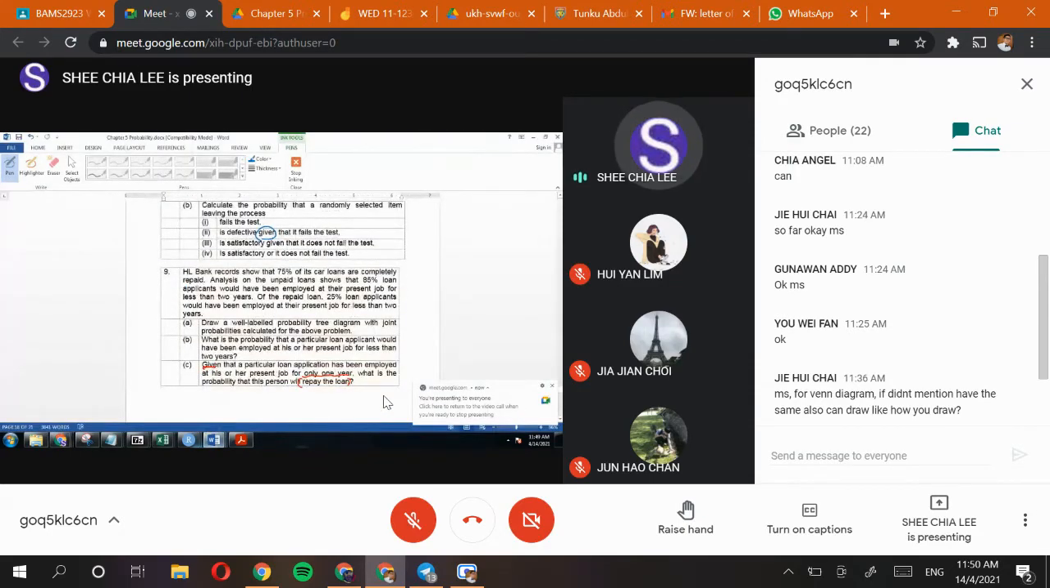HL Bank records show that 75% of its car loans are completely repaid. Those applicants who borrowed money from the bank to buy a car, 75% completely repaid. If 75% completely repaid, how many percent is unpaid?